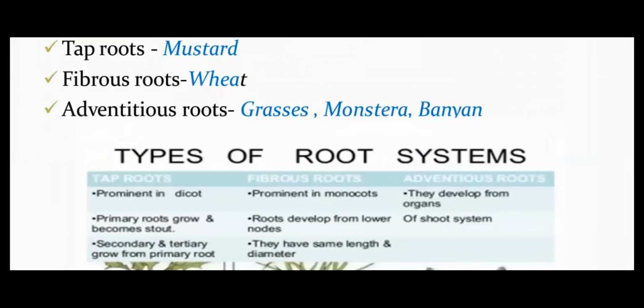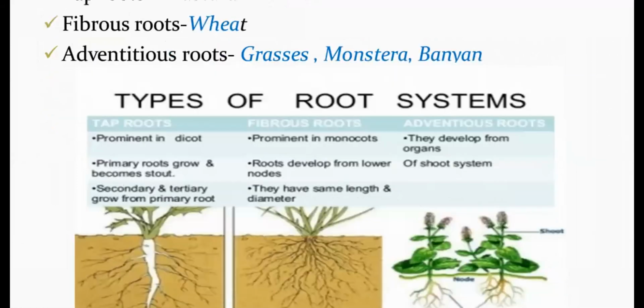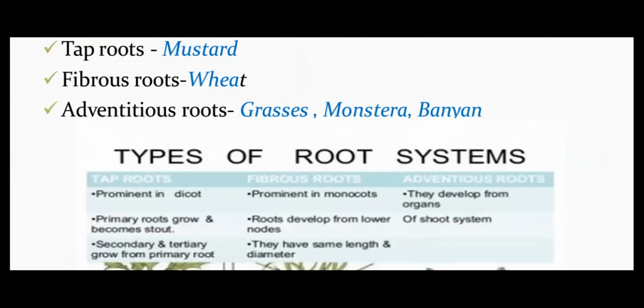We have a third type, that is adventitious roots. In some plants, for example grasses, monstera and even banyan tree, roots will be arising from the parts of the plant which are other than the radicle, and these roots are called as adventitious roots. So basically we have two types. You can add the third type, that is adventitious roots also.